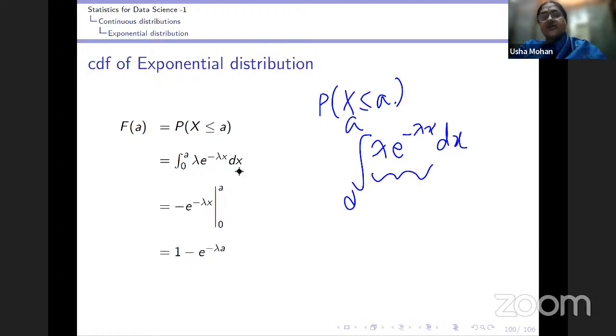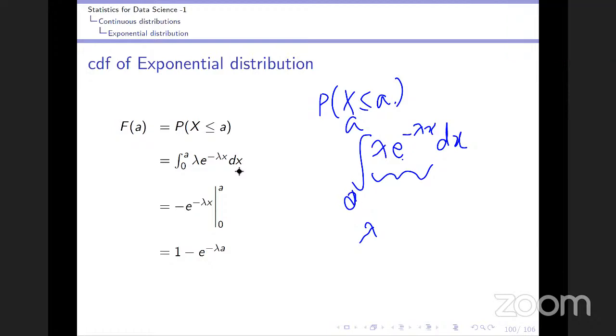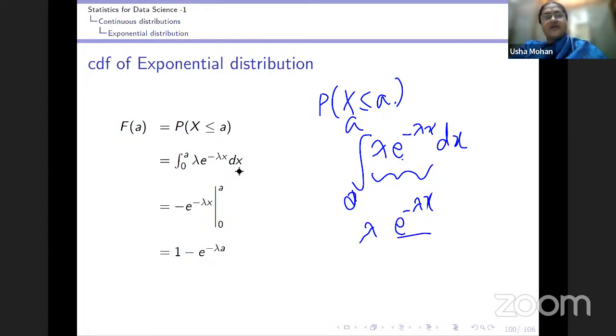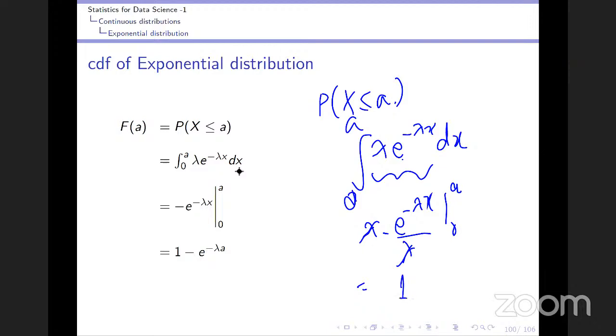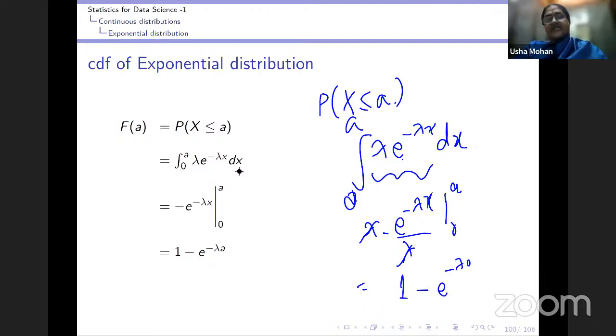Lambda is a constant, so what is this integral? It is e to the power of minus lambda x by lambda, and I have a minus also because of the minus lambda, so this lambda and lambda get cancelled. This is between 0 to a. What is e to the power of 0? 1. So this is 1 minus e to the power of minus lambda a. This is my cumulative distribution function.